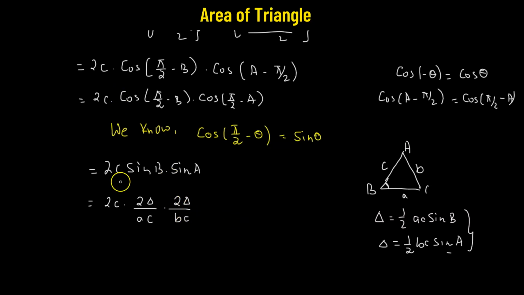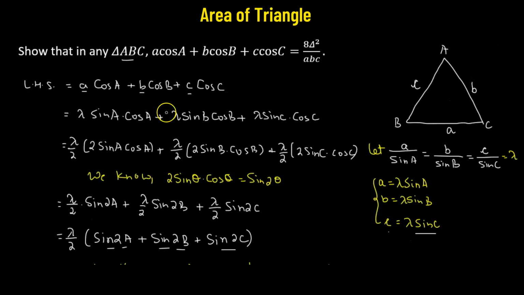Now immediately we observe that c and c factor out, and finally this leaves us with the value 8 delta squared divided by abc. Now this is the expression on the right hand side. Hence we have shown that in triangle ABC, a times cosine of A plus b times cosine of B plus c times cosine of C equals 8 delta squared over abc. Hence proved.